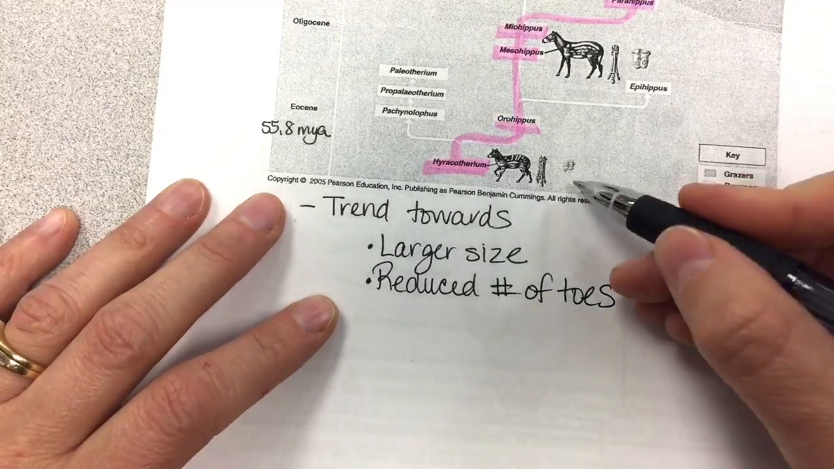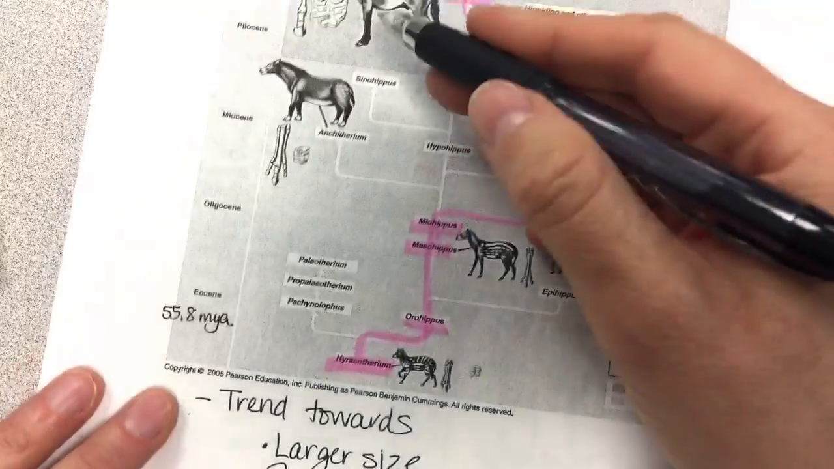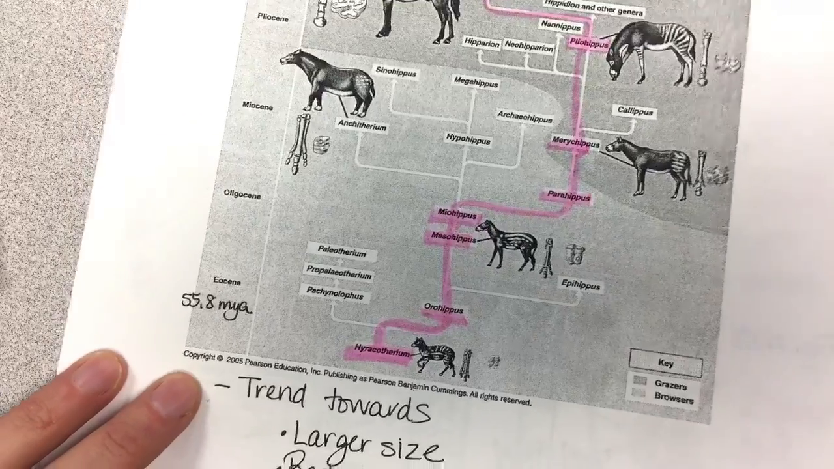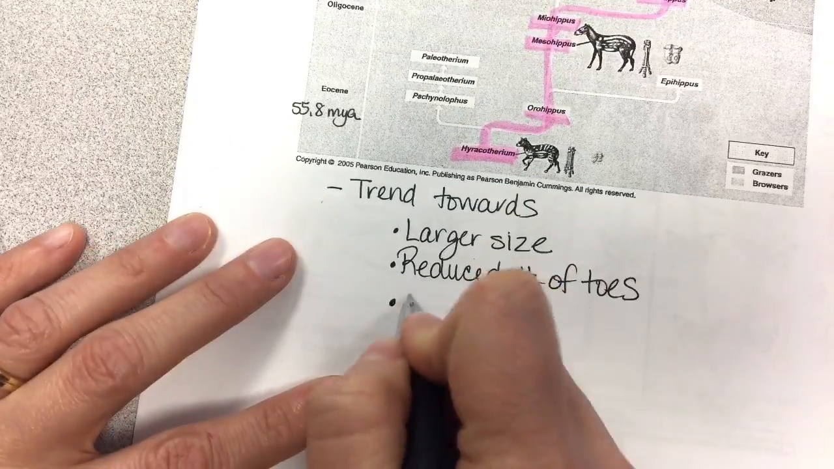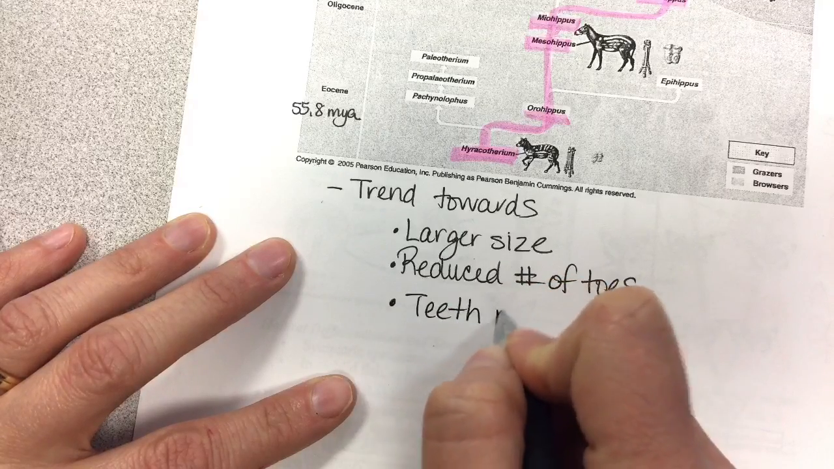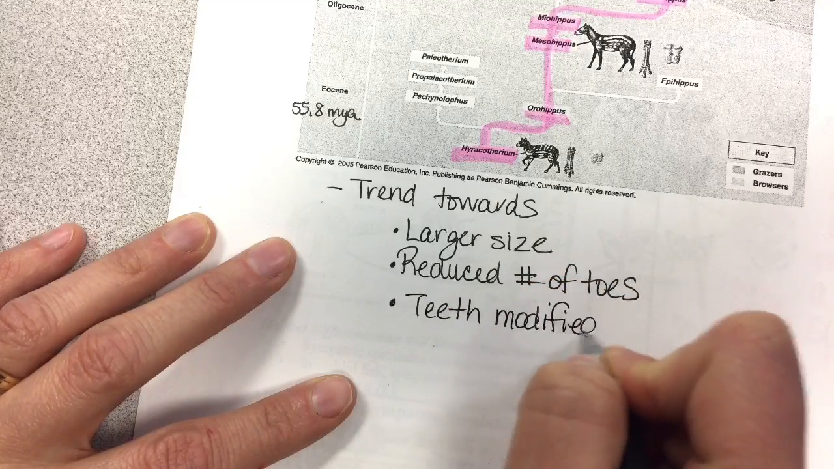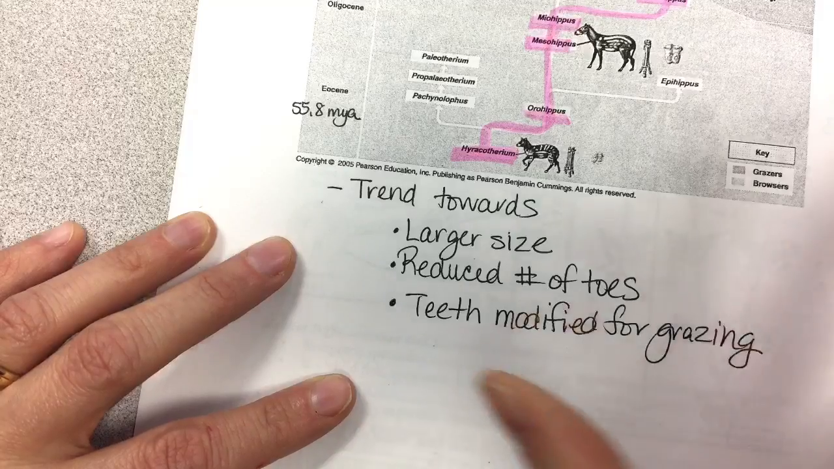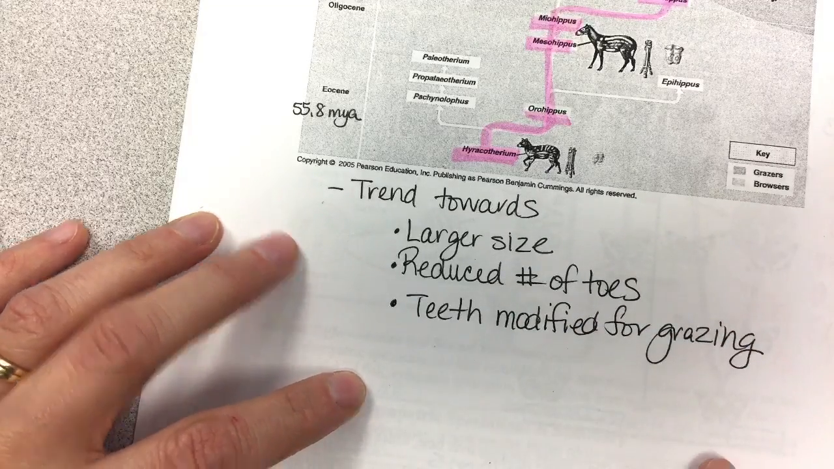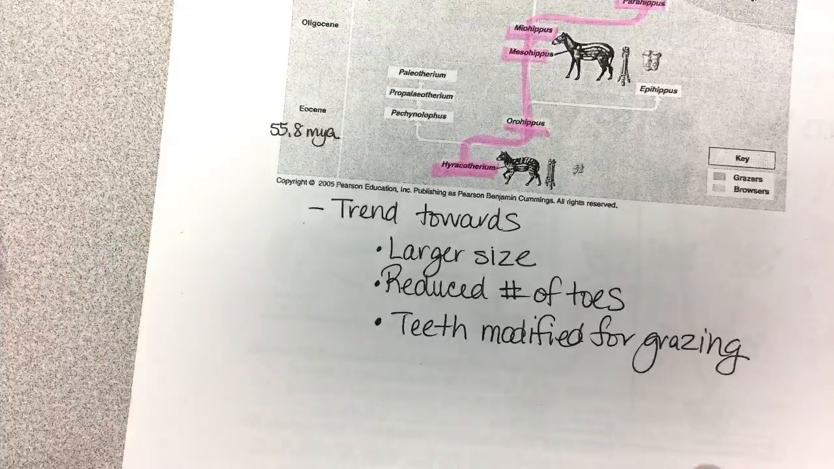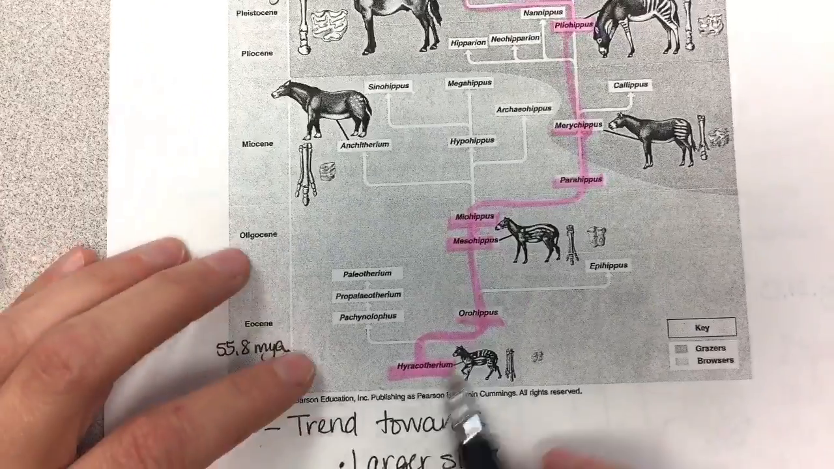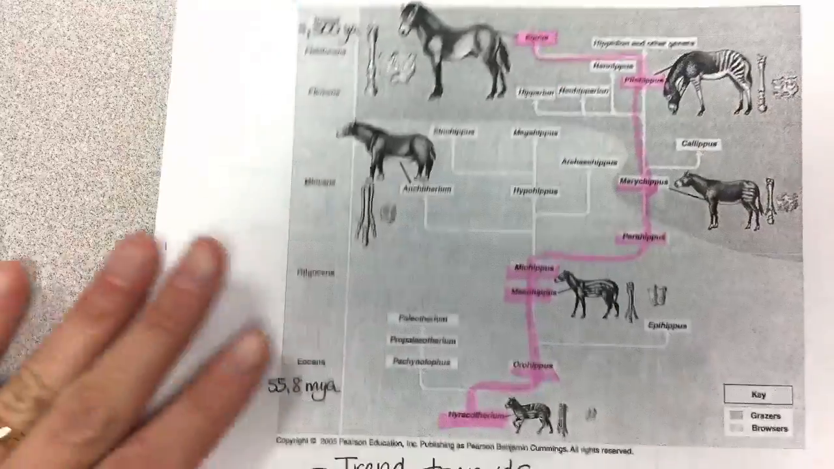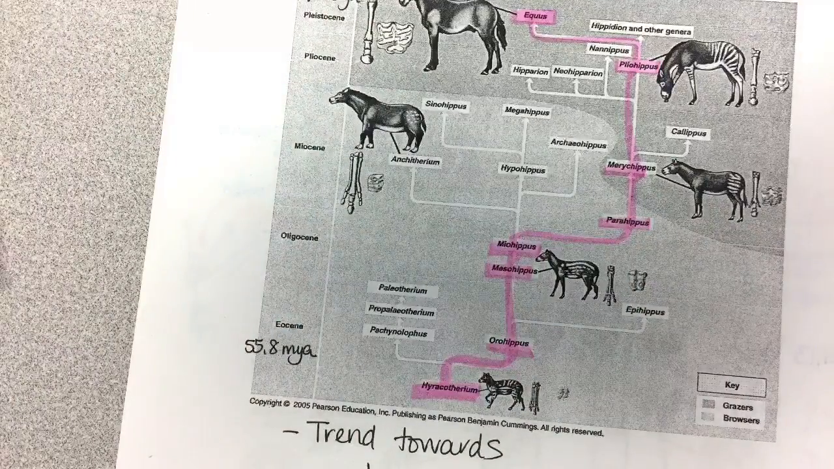The third thing, which is kind of hard to see here, is the teeth. Notice the teeth are flatter and bigger, so there's a trend towards teeth that are modified for grazing. They're flatter, able to break down the tough grasses and things like that it eats. And so that's our trend, and this is how you read an evolutionary tree. In chapter 25, we're going to talk a little bit more about evolutionary trees and look at relatedness between organisms.